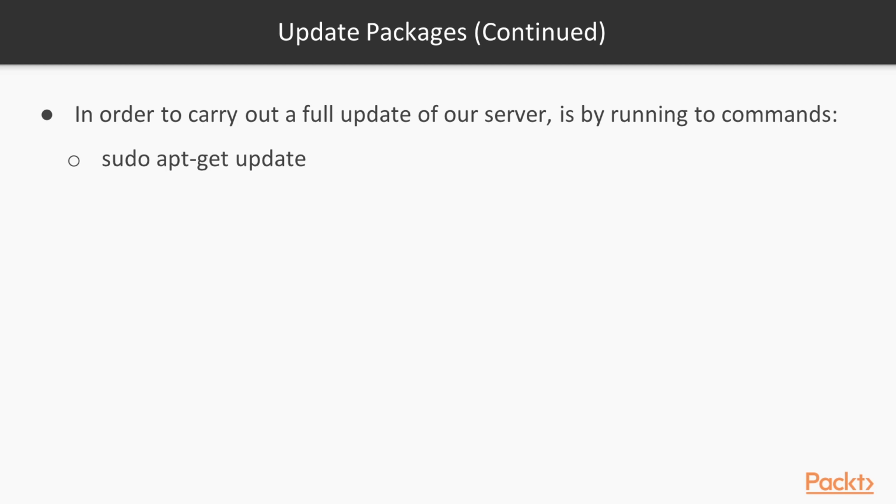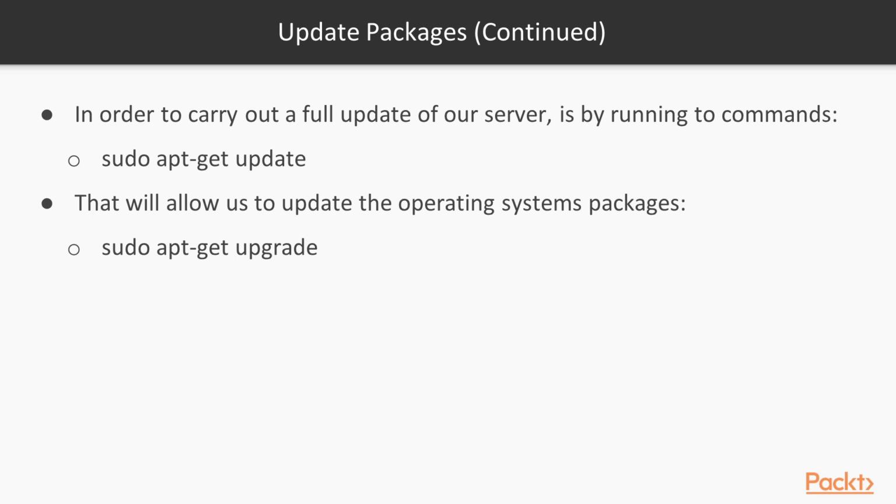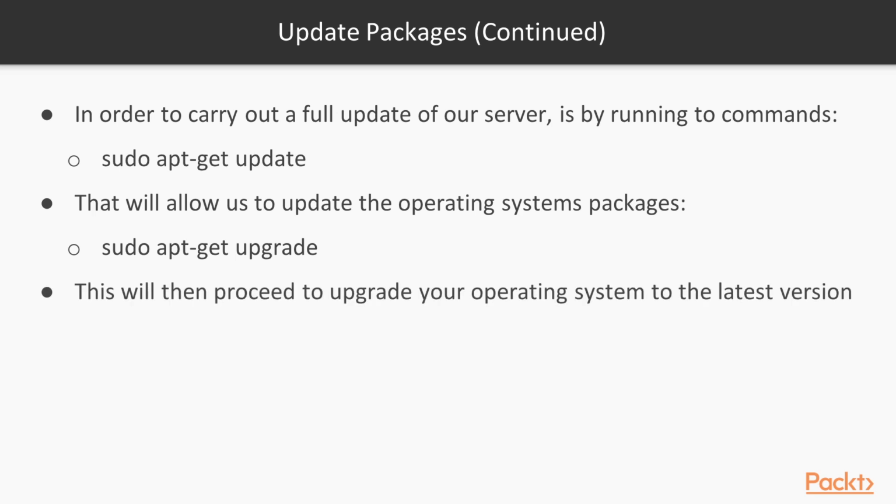Now, let's go ahead and carry out a full update of our server by running these commands. The first one, sudo apt-get update. This is going to allow us to update the operating system's packages. Then sudo apt-get upgrade. This is where we can upgrade those packages and repositories for our operating system to the latest version.